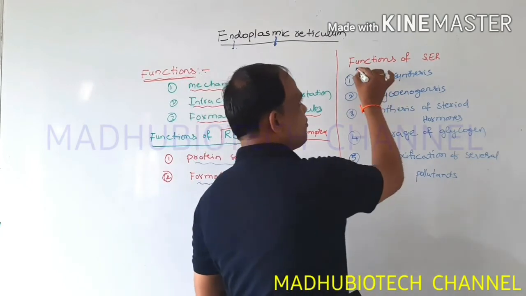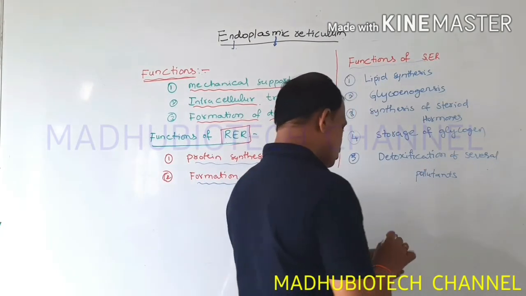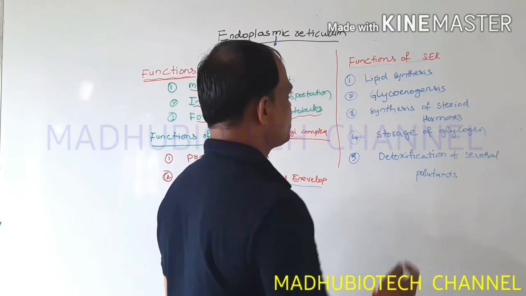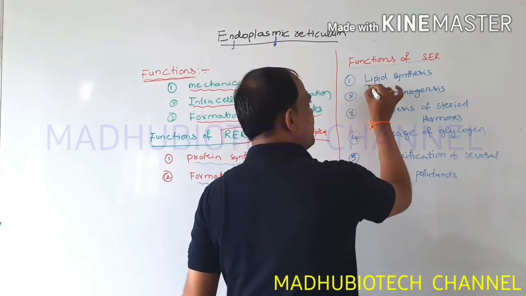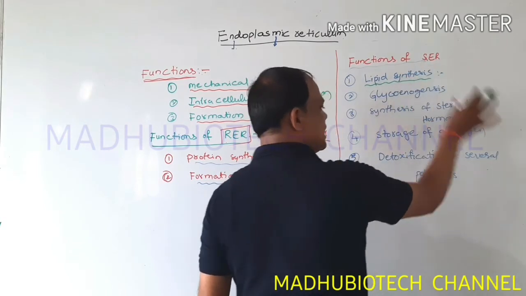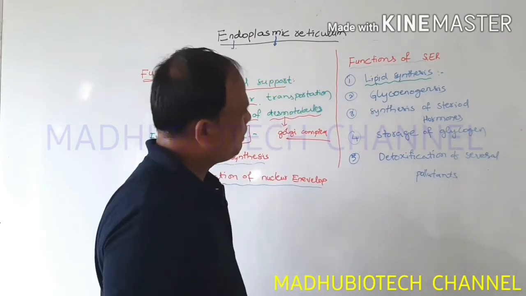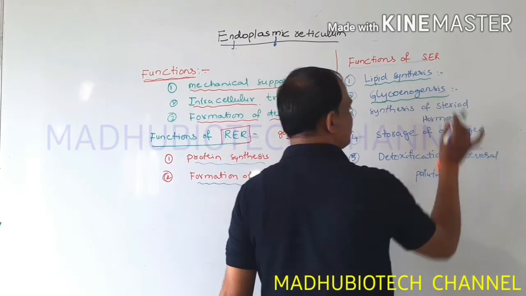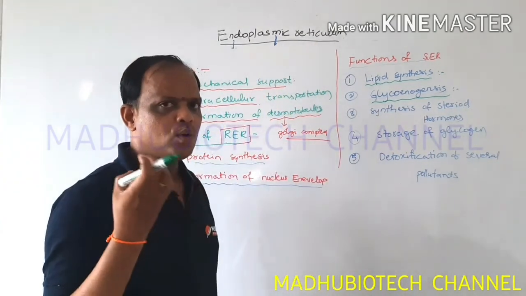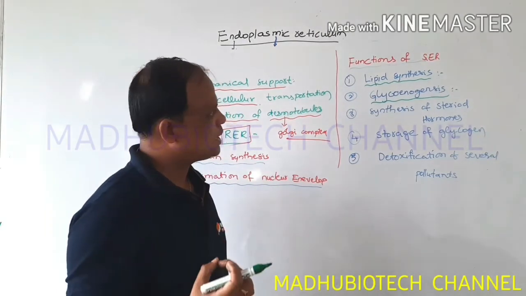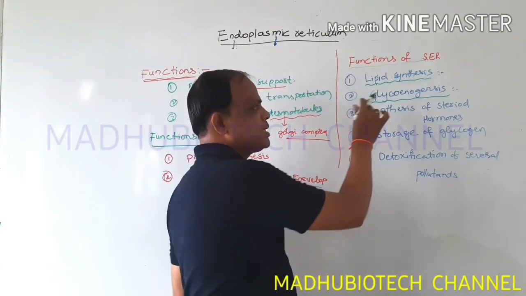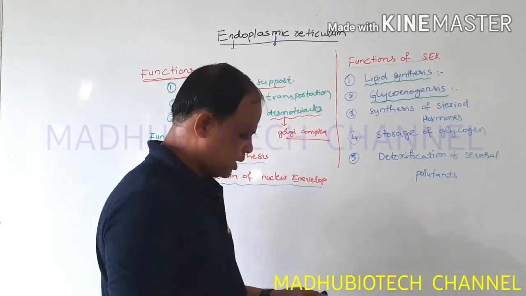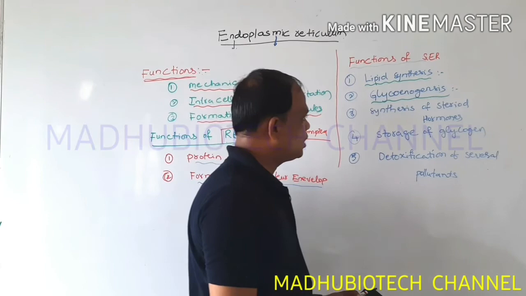And here are the functions of smooth endoplasmic reticulum. The main function is that it is involved in lipid synthesis. The next one is glycogenesis, which means the conversion of glucose into glycogen in the liver cells. That process is called glycogenesis, and the smooth endoplasmic reticulum is involved in it.